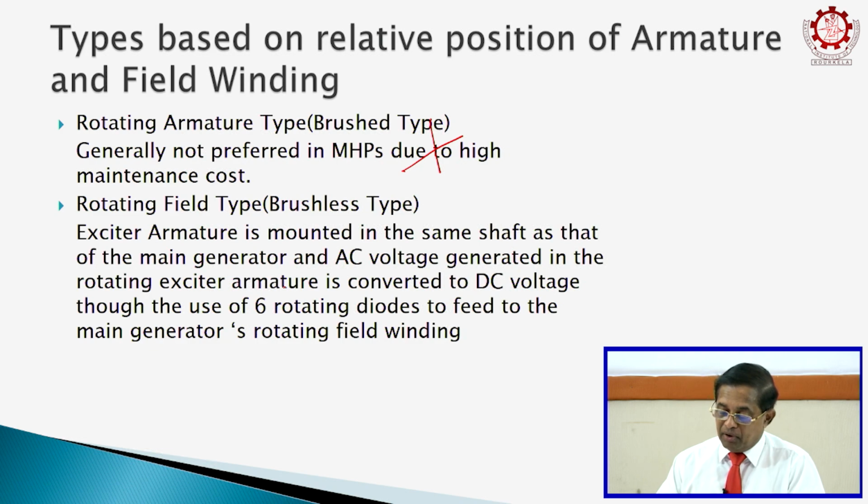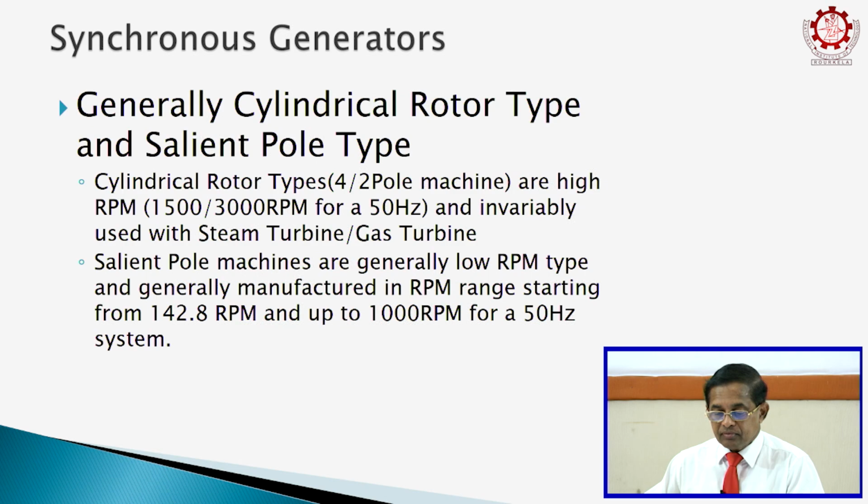Exciter armature is mounted on the same shaft as that of the main generator, and AC voltage generated in the rotating exciter armature is converted to DC voltage through the use of 6 rotating diodes to feed the main generator's rotating field winding. This is a typical arrangement. I think in the photo figure we already looked at that, right.